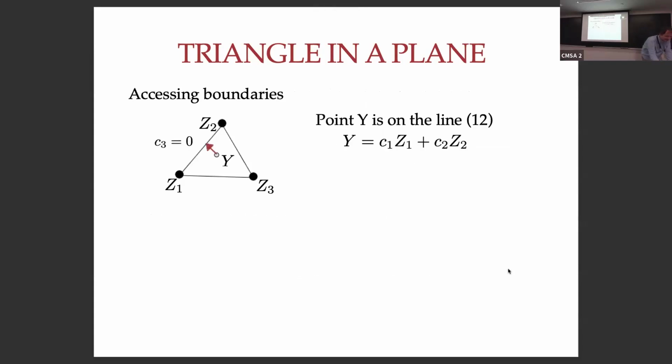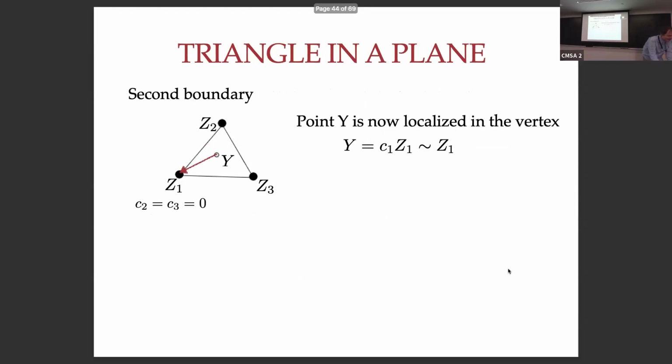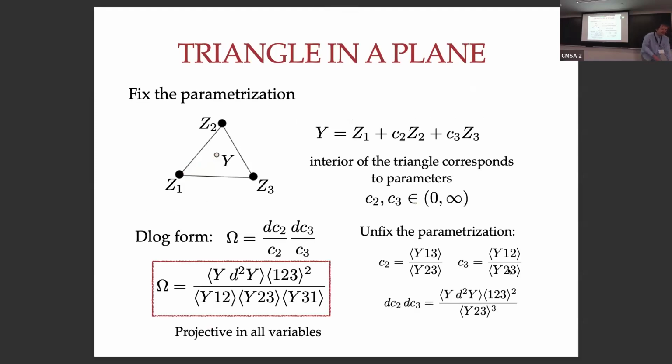We can access boundaries by sending one of these parameters to 0 and going on the line 1-2, 1-3, or 2-3. Or we can go to the second boundary when we send two of the parameters to 0 and localize Y directly in a vertex. Now, we can also use a parametrization, because this is in projective space. We can send one of the C's to 1, and then the boundaries are located not only at 0 for C2 and C3, but also at infinity.